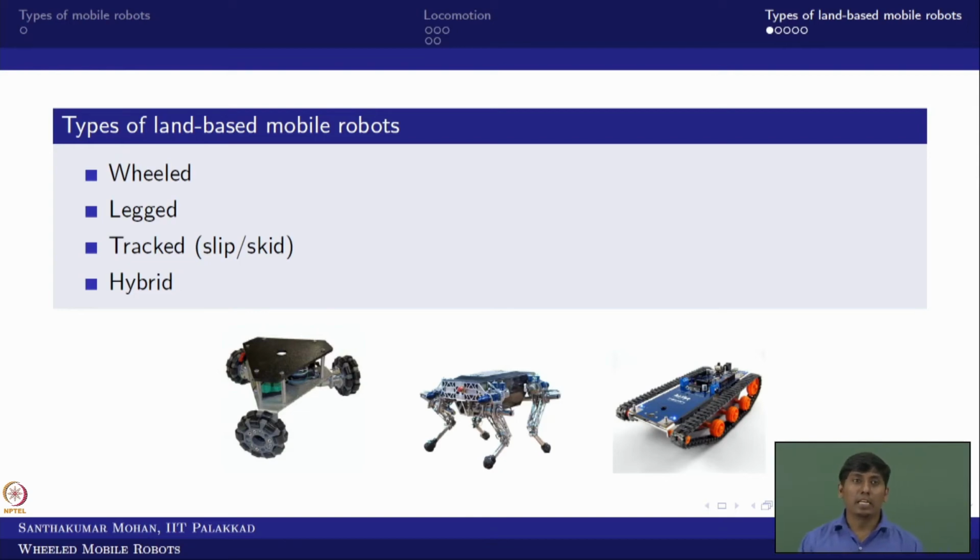A very simple example: when you have a field robot and the surface is flat, you can use wheeled locomotion, so it goes faster. But when there are hurdles, for example several obstacles, the wheel cannot go on top of that obstacle. Then what you can do is elevate and move on the leg. So in that sense, you can use a hybrid locomotion.